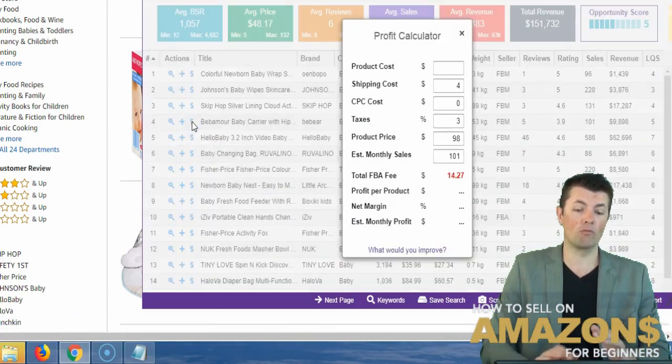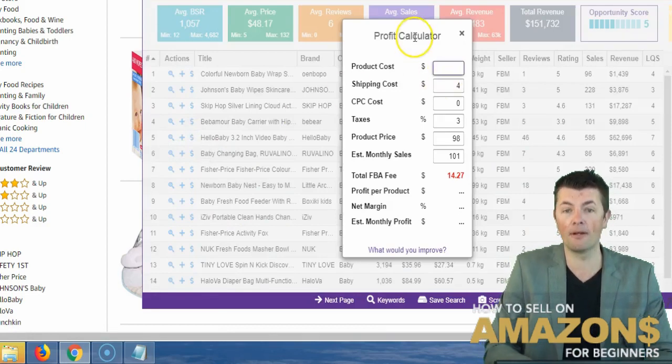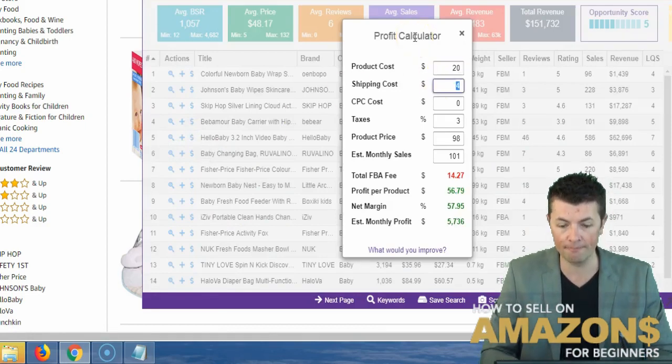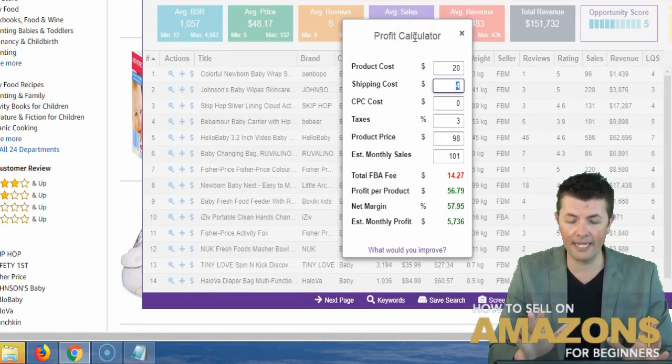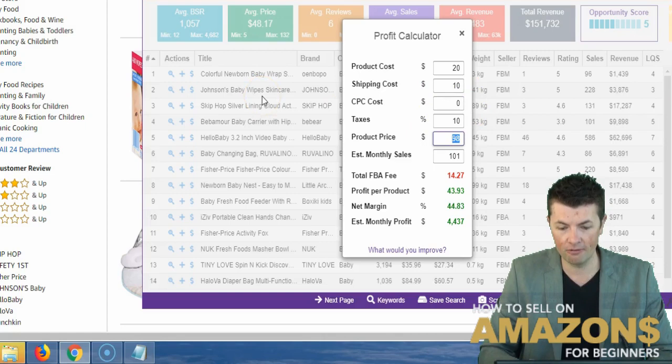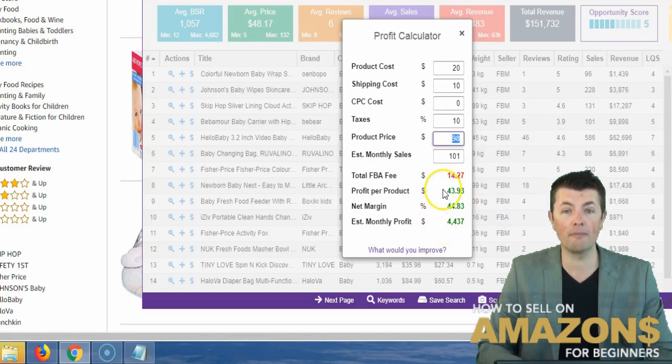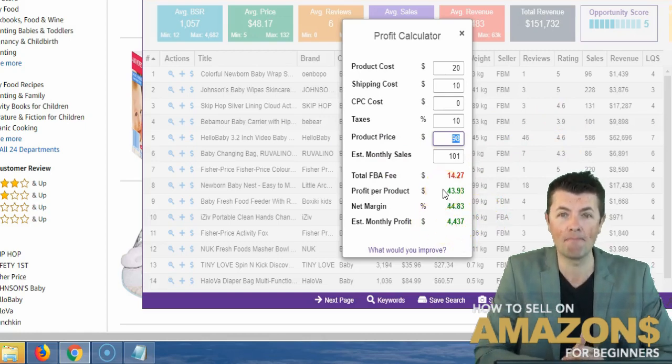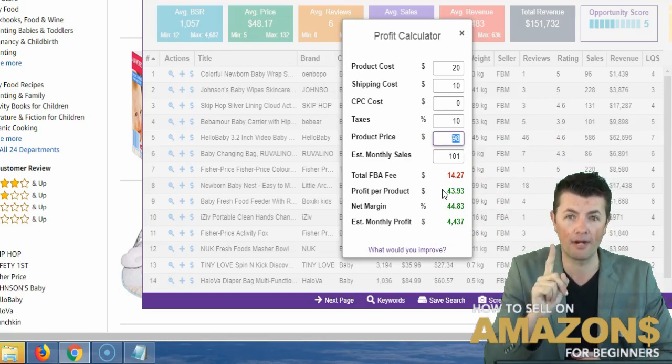I click this profit calculator, and if I can find on Alibaba the cost of this particular product, I can actually estimate the profit. Now, as a pure example, let's say it cost me $20. The shipping cost was, let's say, 10. The cost per click, we'll leave at 0 for now. Tax-wise, you have to pay GST. And the product price was $98. Estimated sales 101, which is what they're selling. Now, you would still make $4,400 a month just selling one product.